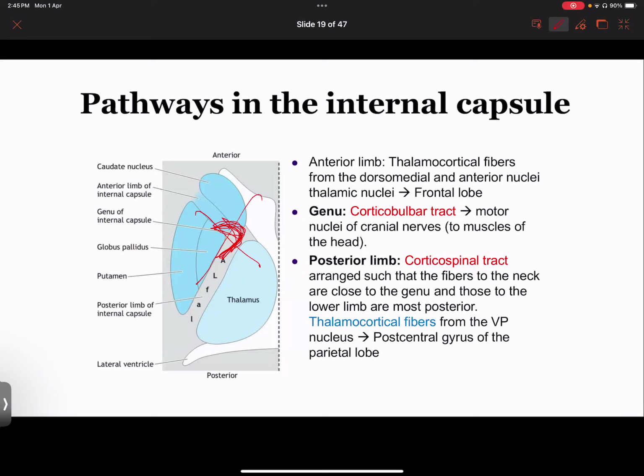And then lastly, the posterior limb. So it's important to know: genu, corticobulbar tract. Posterior limb, we're going to basically have the corticospinal tract. It's usually arranged in a way like the genu: we have here the neck, then the upper limbs, then the lower limbs, and so on. So it's basically descending, from the neck and things that have to do with the head, then neck, arms, chest, until we reach the lips. Kind of interesting.